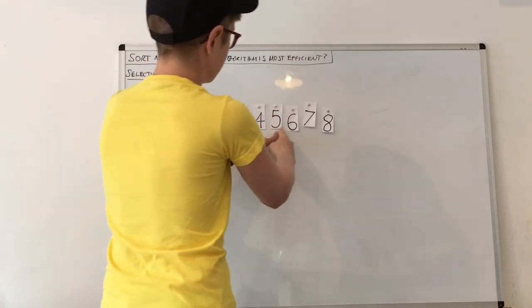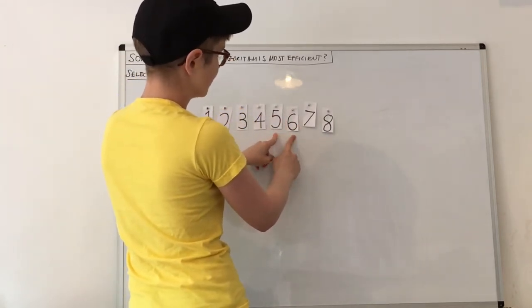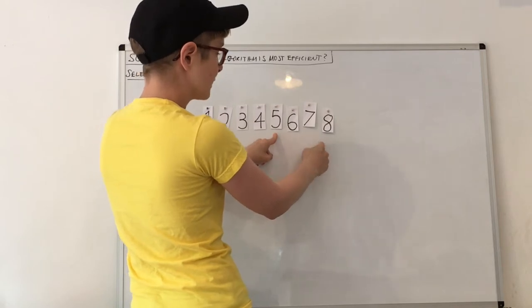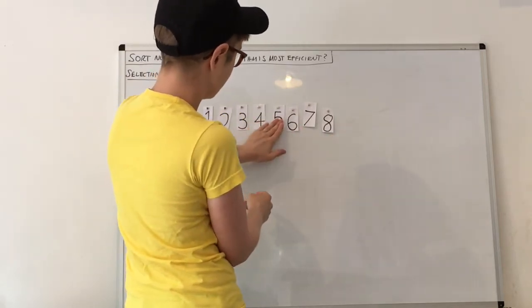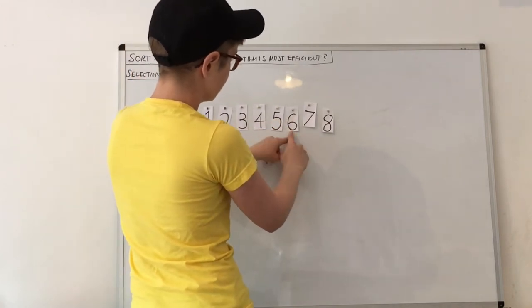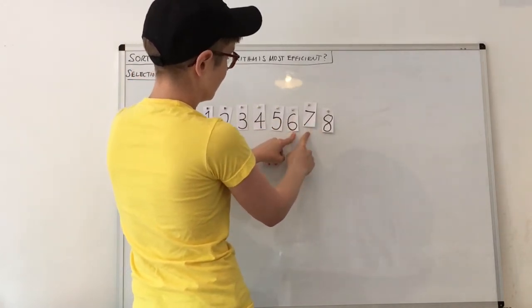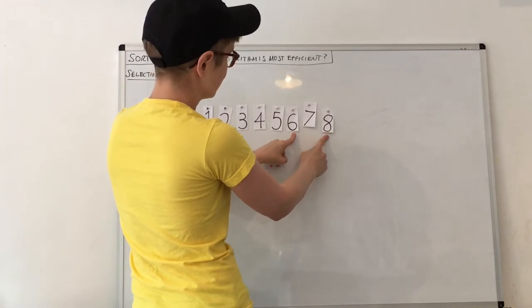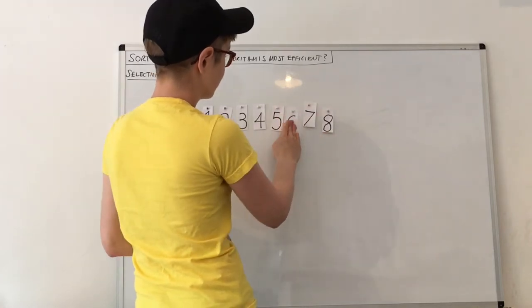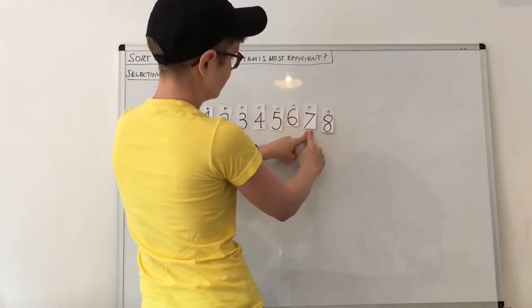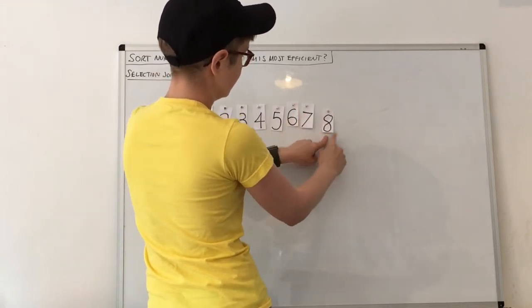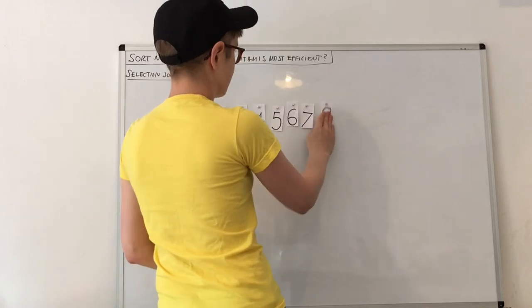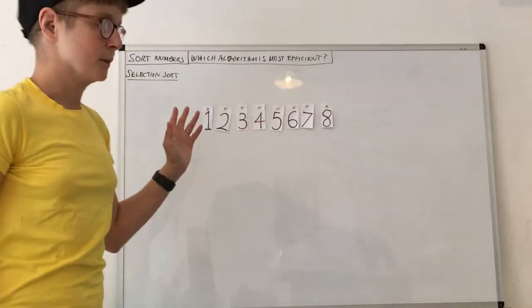Now I'm on 5. Step 5 is the smallest all the way along. So 5, I just swap it with itself, like that. Now 6, step 6 is the smallest throughout, so swap 6 with itself. Then 7, step 7 is the smallest, 7 with itself. And then finally, step 8 is the smallest, swap 8 with itself. And I've got the numbers sorted.